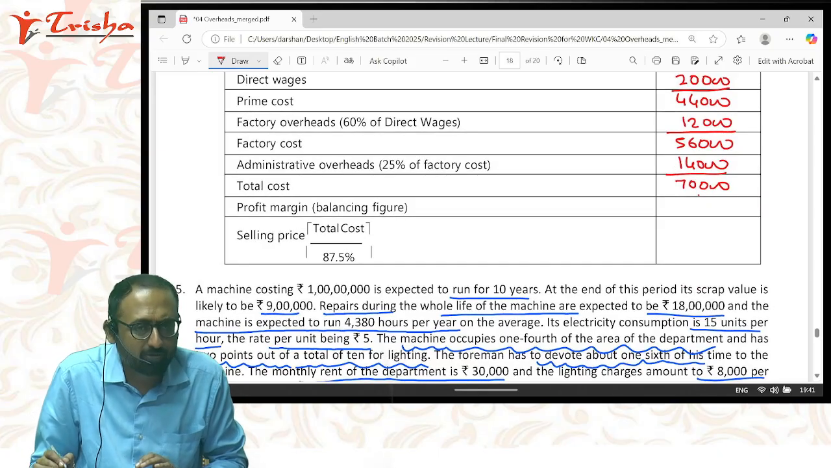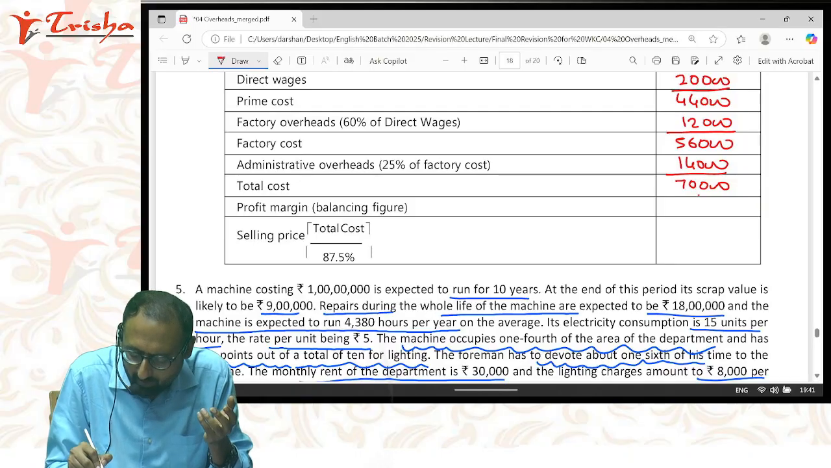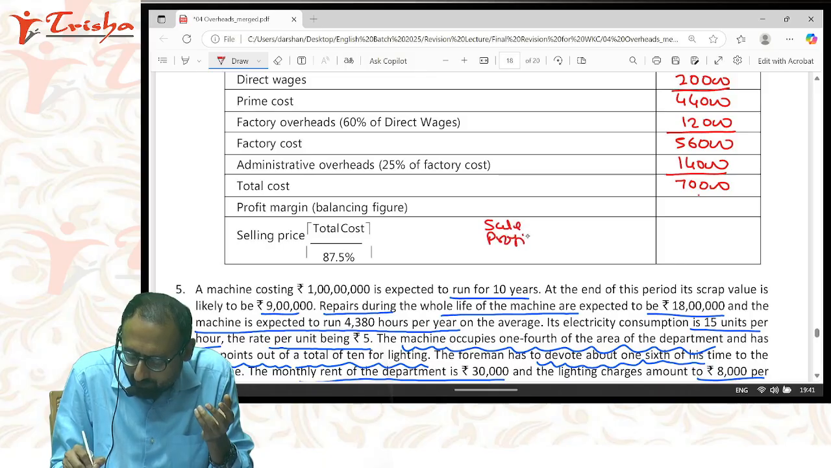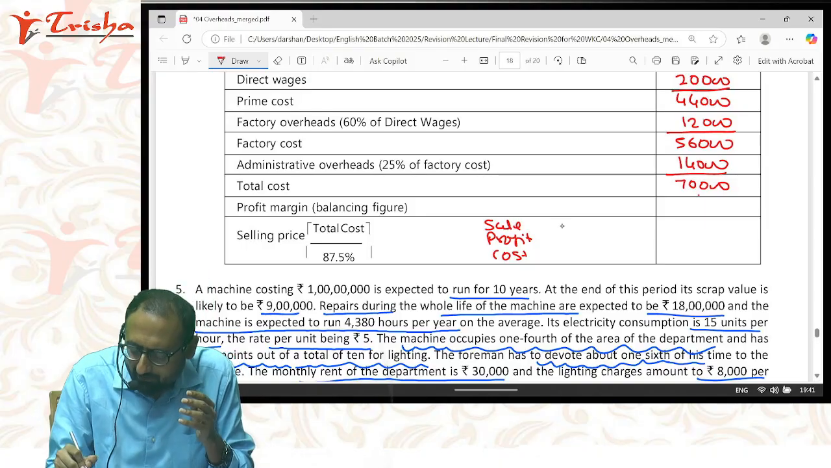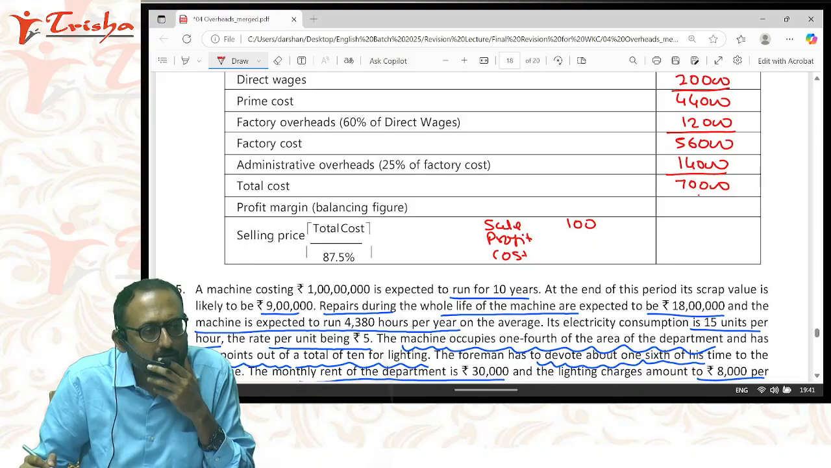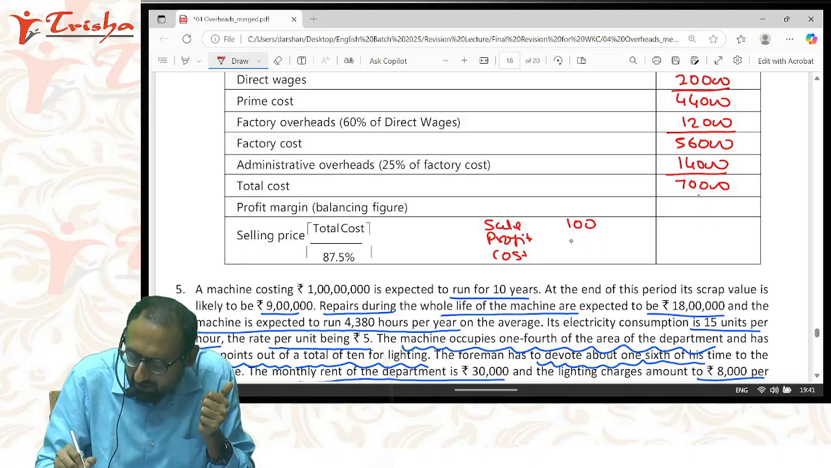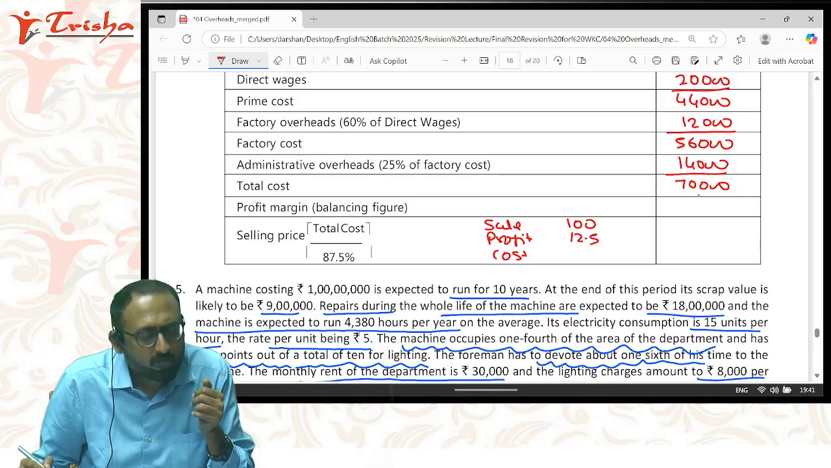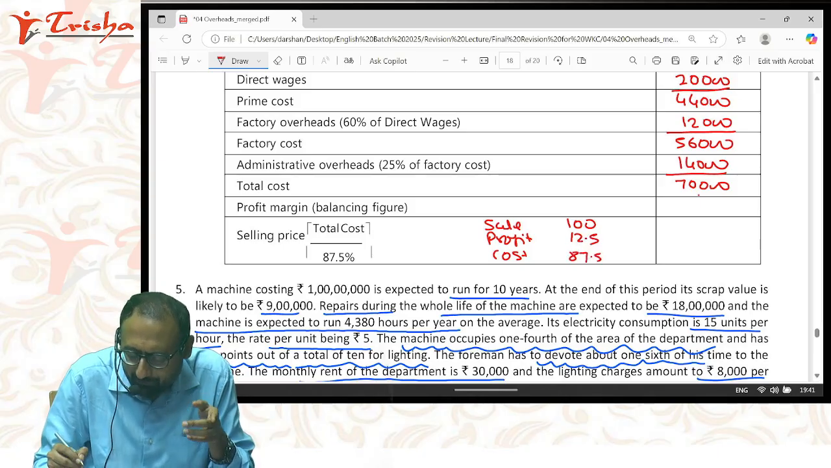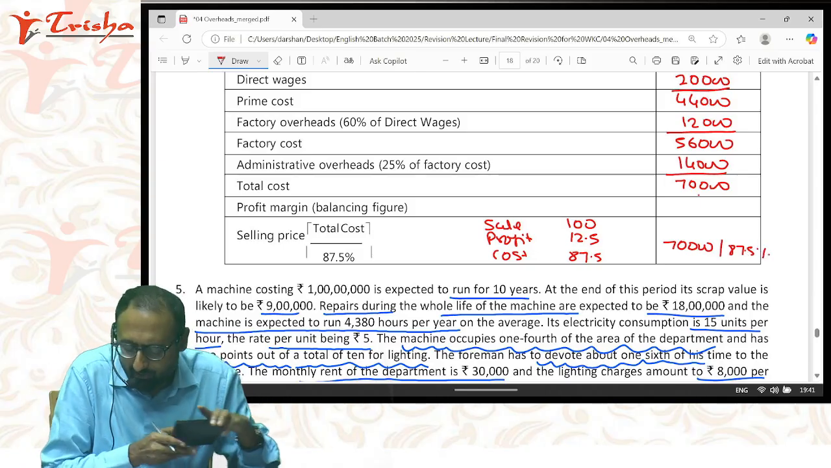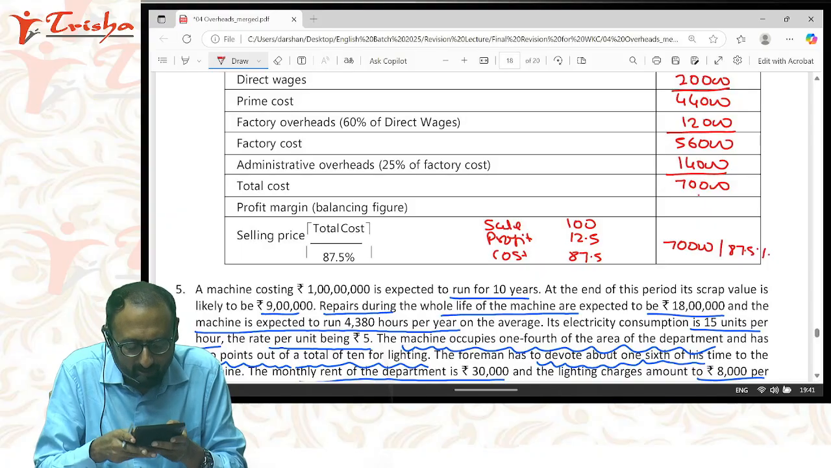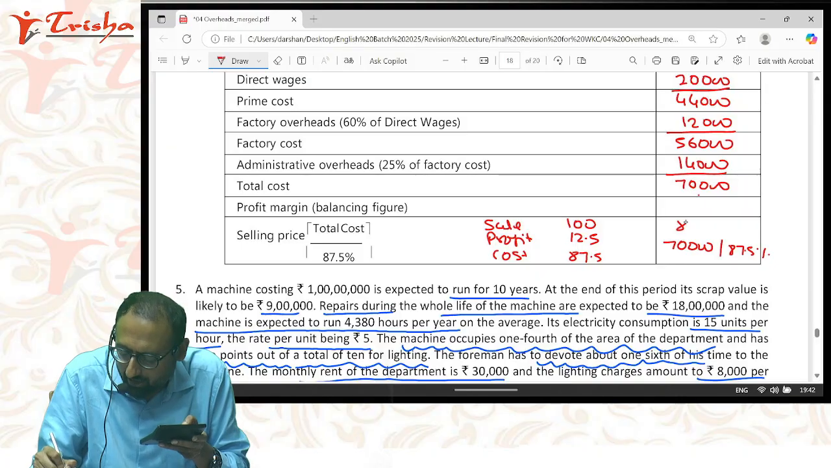Everyone please concentrate, 12.5%. I'll give you a shortcut. Sales, profit, and cost. If profit percentage on sales is given, I will assume sales as 100. Profit percentage is 12.5% of sales, so it will be 12.5. So my cost will be 87.5. So simple: divide 70,000 by 87.5 percentage, multiplied by 100. You will get the total sales figure. 70,000 divided by 0.875, your answer comes to 80,000.